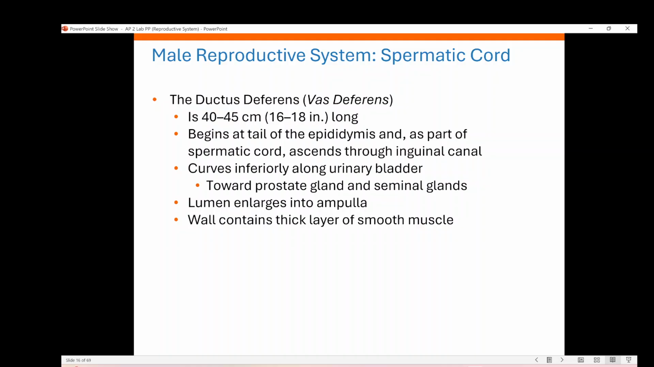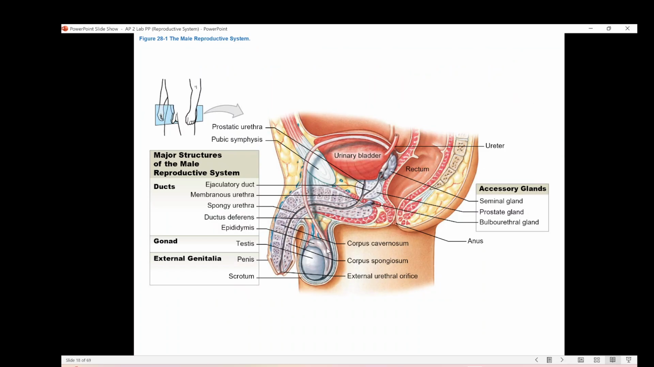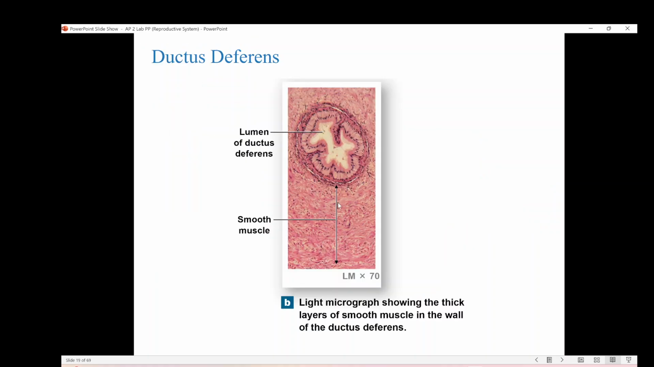And the end of the vas deferens then expands, and we call that the ampulla. So we said that this is a long way that the sperm has to go. How does it move through that tube? Well, during ejaculation, there's very powerful muscle contractions of the smooth muscle in the vas deferens. So what we see, there's actually a very thick muscular wall.